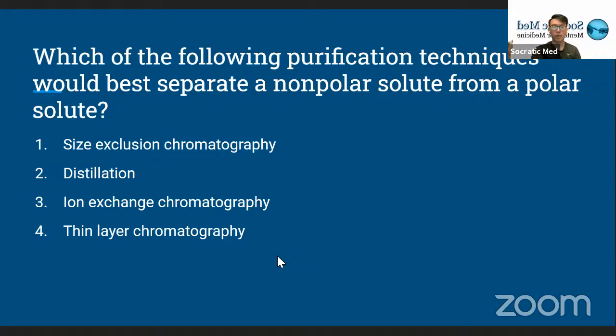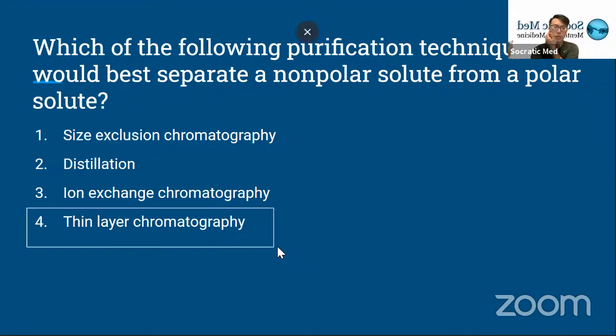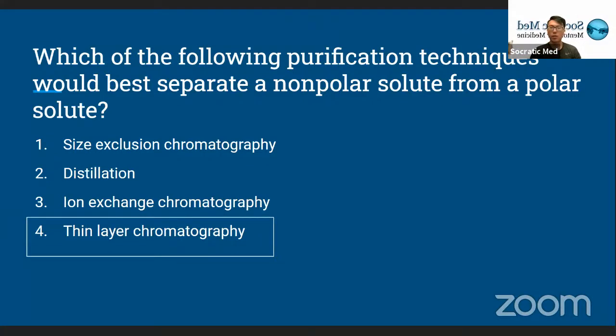Everyone chose choice D, and yep, that's the correct answer. So choice D, thin layer chromatography, is one of the ones that separates compounds based on polarity. Choice A, size exclusion, like I said, separates based on size. Distillation separates based on boiling point, and ion exchange separates based on the charge of the compounds. So choice D is the correct answer. Any questions on this problem? Okay. All right, I'll move on.